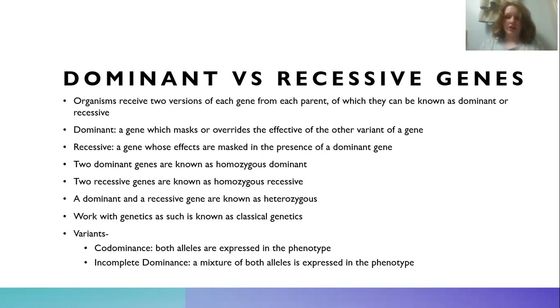Incomplete dominance, however, is when a mixture of both alleles is expressed in the phenotype. In that same example, instead of having flowers where some petals are red and some are white, you would instead have petals that are all pink, because it would mix the red and the white to make pink. So that's the way to remember this. Codominance is when they're both expressed, so the red and the white are expressed. Incomplete dominance is when they're mixed, so red and white mix to make pink.